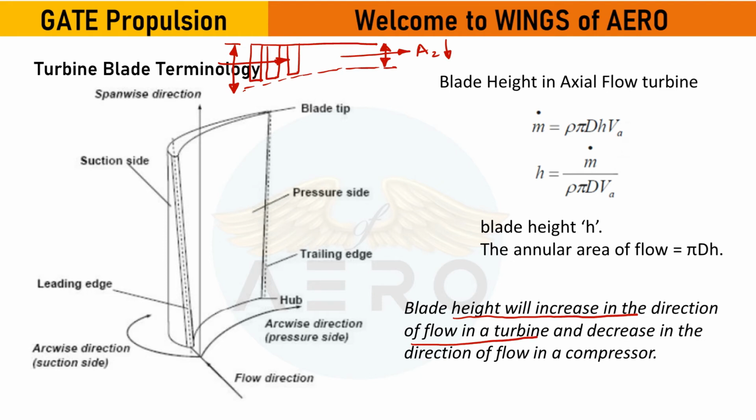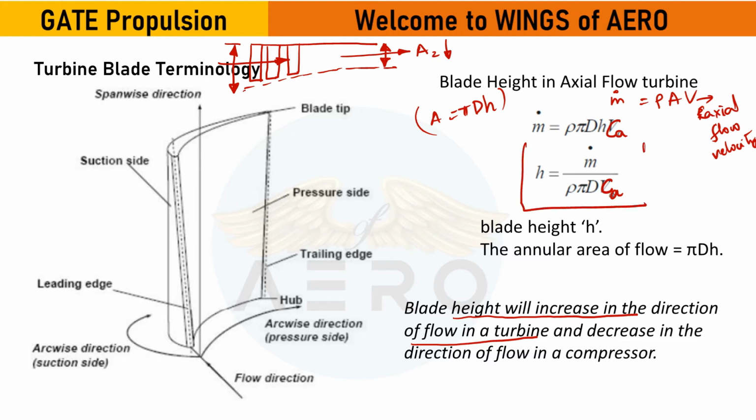Now how to find out the blade height? You know the mass flow rate. From the continuity equation, mass flow rate is rho A Va, where Va is the axial flow velocity you are going to consider. Area can be written as pi D h. Already have solved some problems. Now substitute over here and you will get the formula for the blade height.